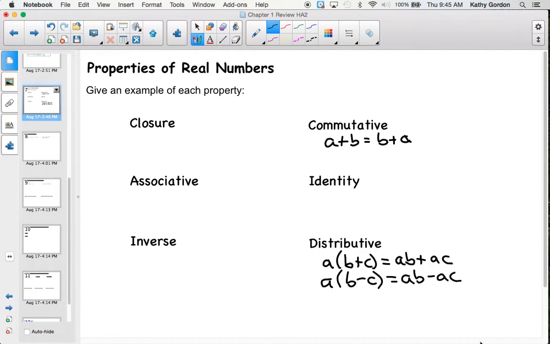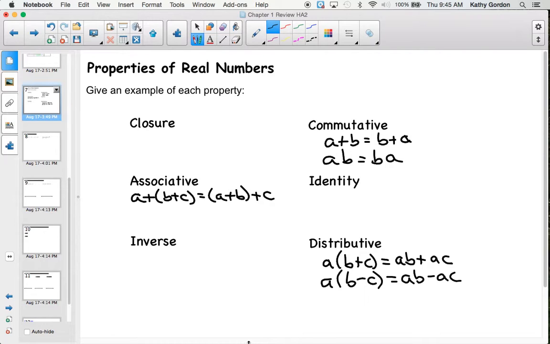That's the commutative property. Does it only work with addition? What else does it work with? Multiplication. Yep. Okay, so that's commutative. How about associative? I think it's A plus parentheses B plus C equals parentheses A plus B parentheses plus C.